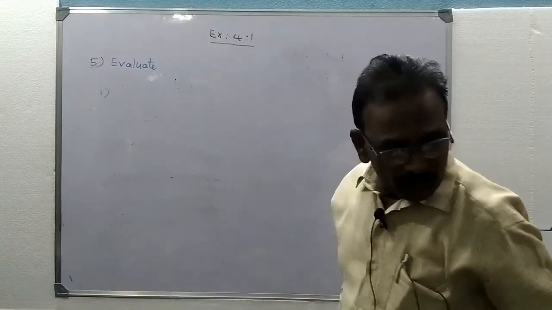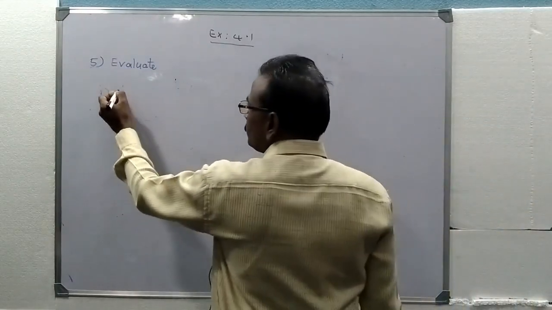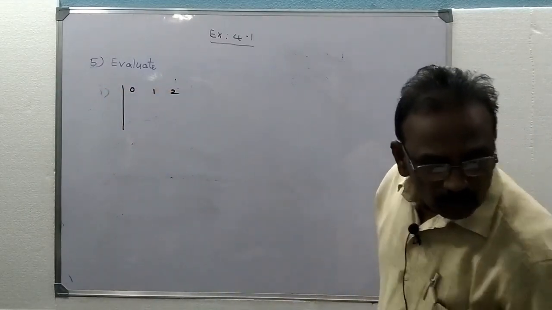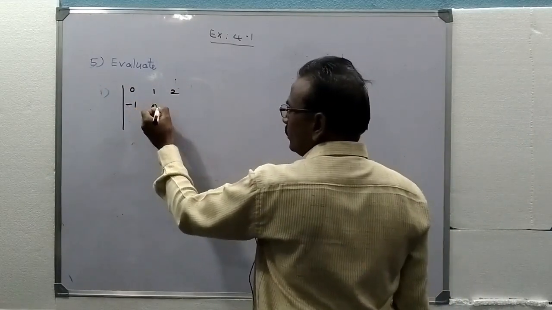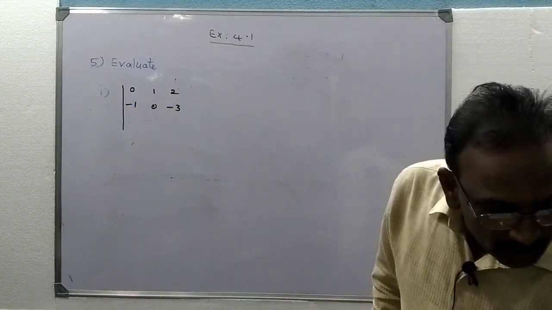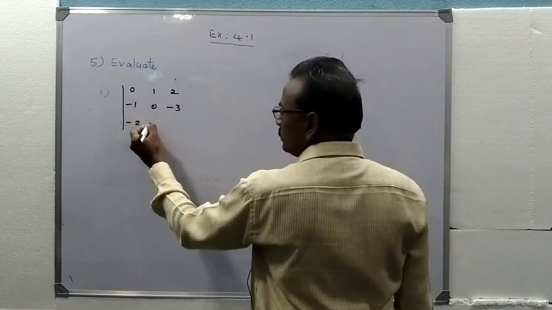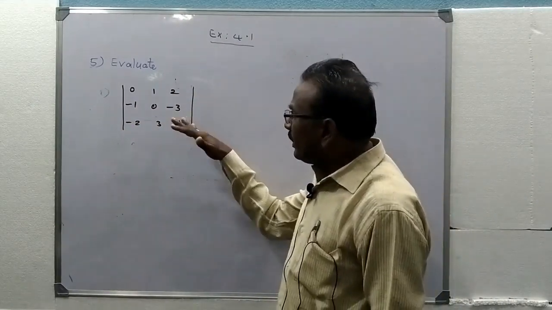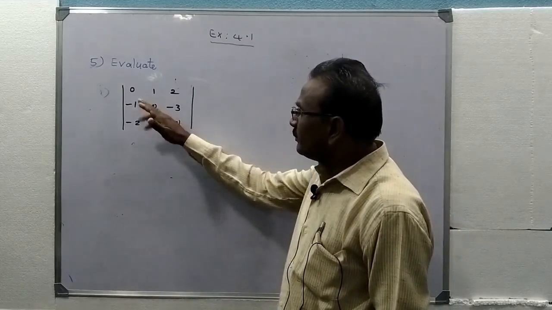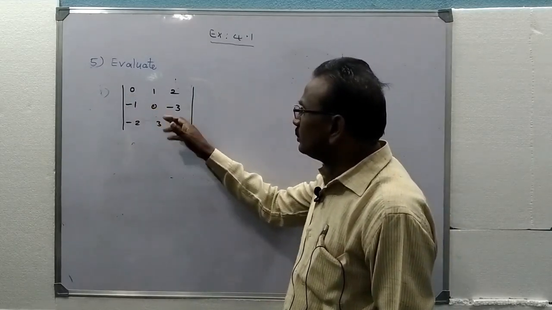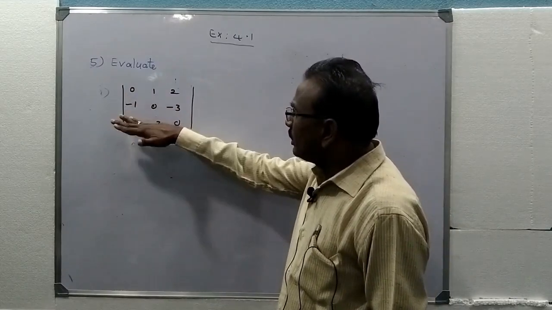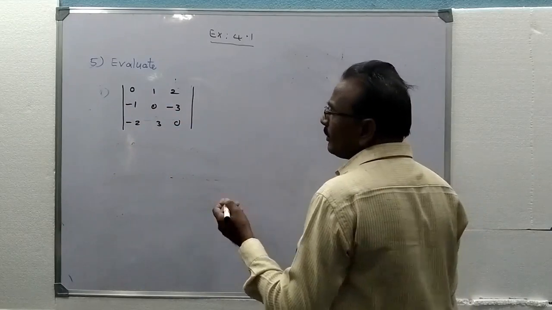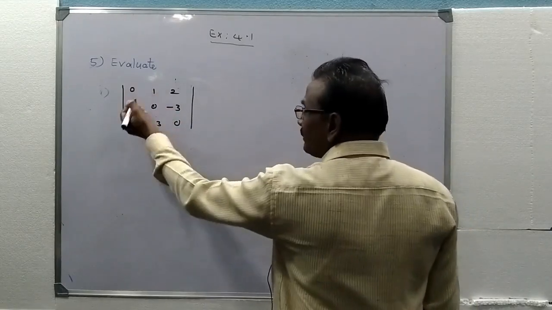Question number 3: determinant of 0, 1, 2, minus 1, 0, minus 3, minus 2, 3, 0. So clearly this is a skew symmetric matrix of order 3, because all the principal diagonal elements are zeros. With respect to the principal diagonal, if we fold it, the elements are symmetric and have opposite signs. So therefore, clearly this is a skew symmetric matrix of order 3. So therefore expand along R1.